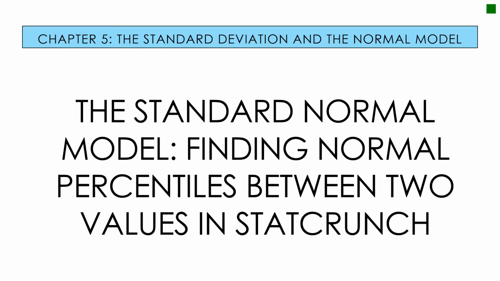So we just learned all about how to find percentages in StatCrunch after finding the z-scores, and we even learned how to cheat a little bit and not even have to find a z-score. Now we want to look at what happens when we want to find a percent between two values.